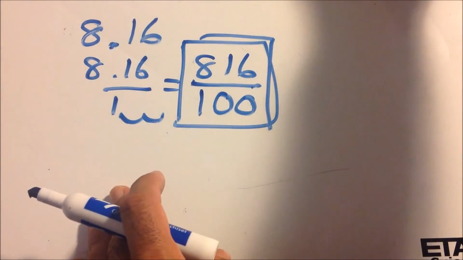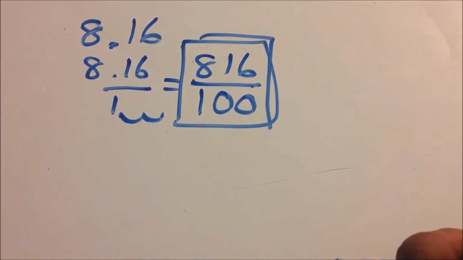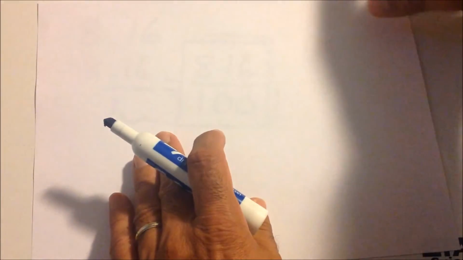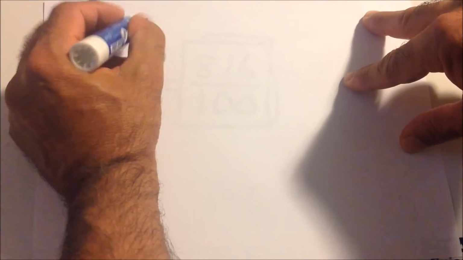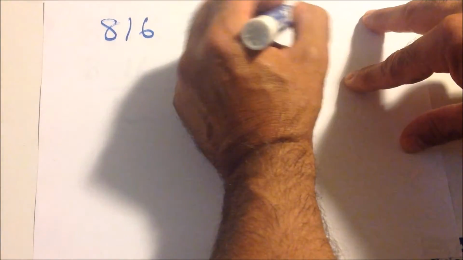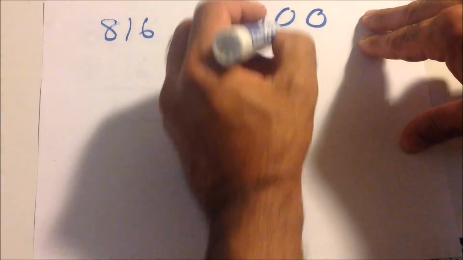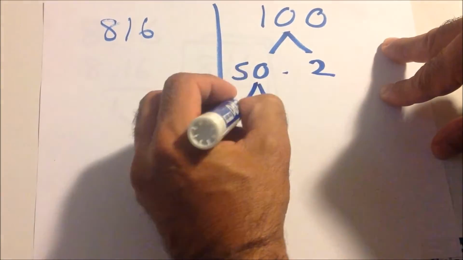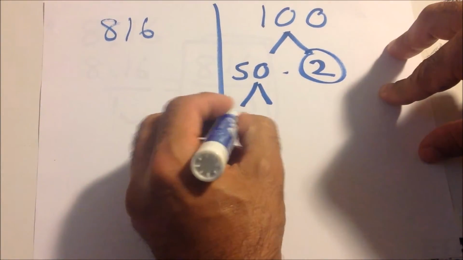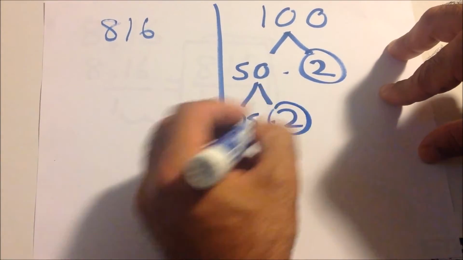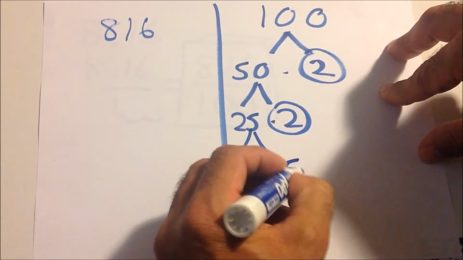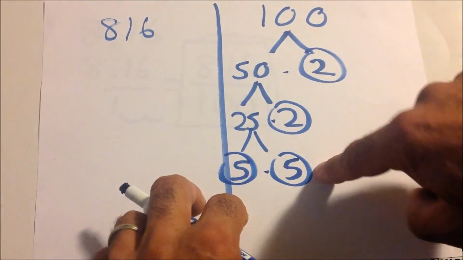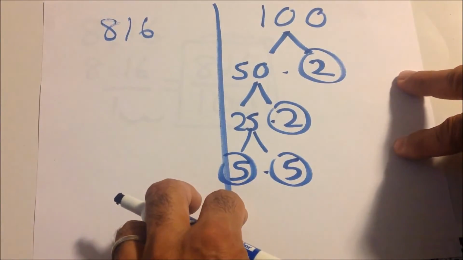So we'll take both numbers. We'll leave that there. We'll take 8/16 over here, and we'll get the prime factorizations of both of them. And we know with 100, we have 50 times 2. Circle the prime. We have 25 times 2. And then we have 5 times 5. So we have 5 times 5 times 2 times 2.